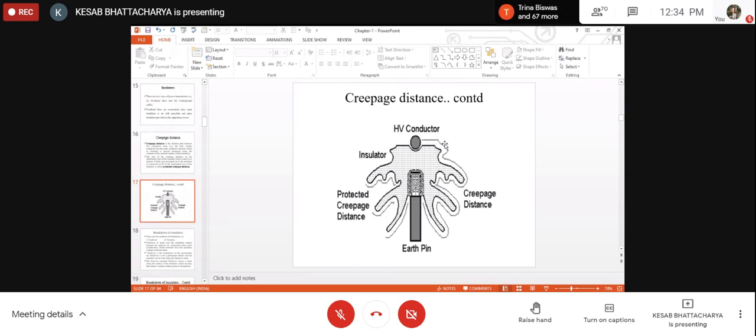There is a line outside the insulator, a gray or faint line, which has been named creepage distance. And there is another line, again the color is slightly faint, and this is not a continuous line, but there is a line here, there is a line here, and there is another line here. These lines are actually called the protected creepage distance.